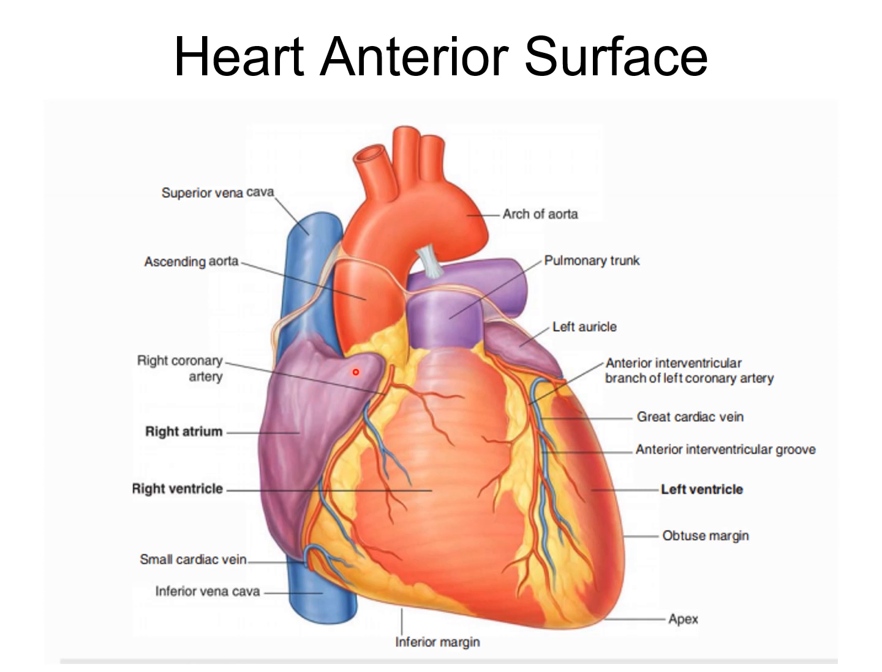So anteriorly we can see the right atrium and right auricle, the major part of the right ventricle, and part of the left ventricle on its anterior aspect. In between them we can see the interventricular groove, which contains vessels.